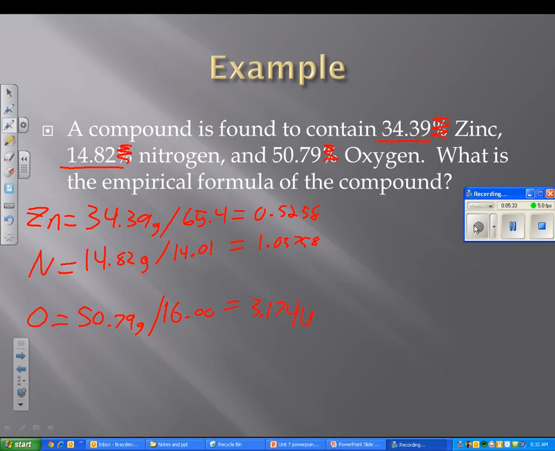So that was step 2, percent to mass, mass to mole. Now we're going to divide by smallest. So you got to look at these three answers and decide which one is the smallest. And that one should be easy. It's going to be the 0.5258. That's our smallest. So we're going to divide all of these by 0.5258.